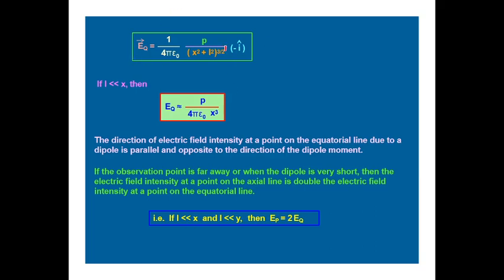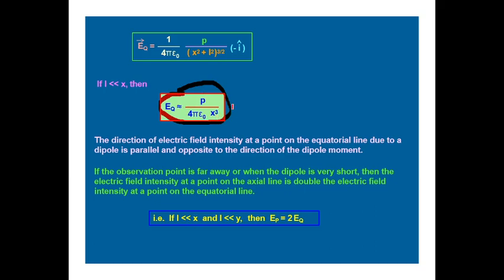So E_Q is in the negative direction. It is along the negative x-axis, so the vector is denoted by minus i cap. When the length of the dipole is very small as compared to the distance x, then L is neglected. So E_Q is approximately P divided by 4 pi epsilon naught x square.